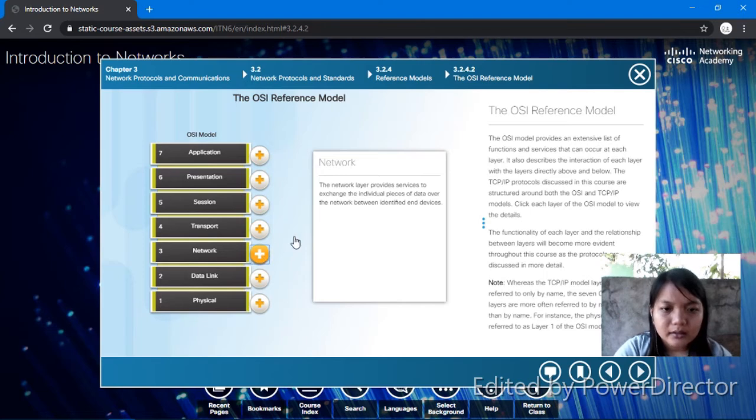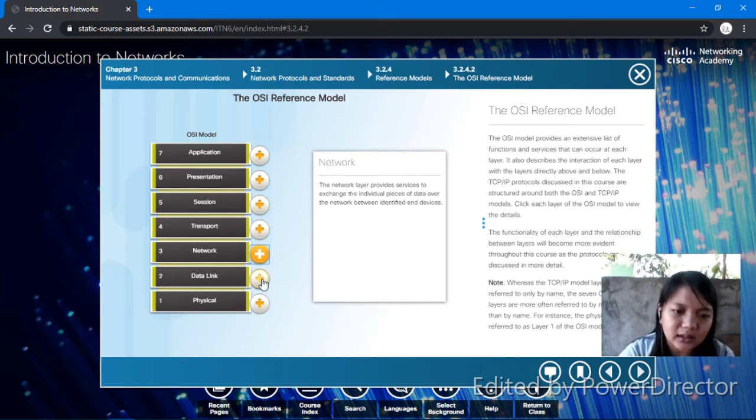Then the network layer provides services to exchange the individual pieces of data over the network between identified end devices.